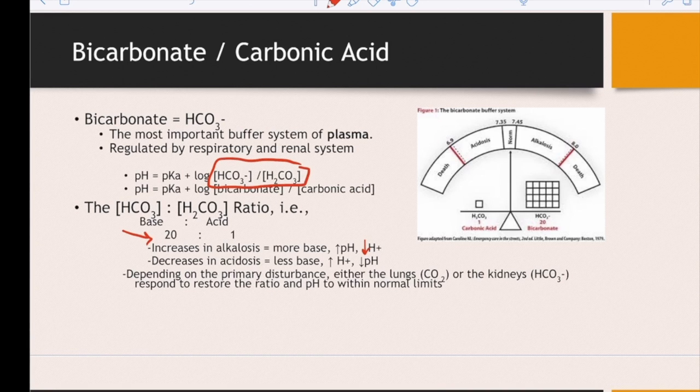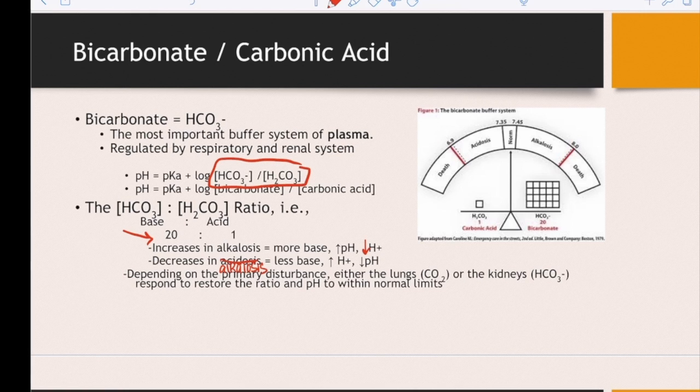And if we have decreases, this should say alkalosis. If you have decreases in base, that means that you have less base, right? So if you have less base, that means that you're going to be more acidic. And so your pH is going to be what drops, and your protons are going to increase, because the more acidic something is, the more protons.